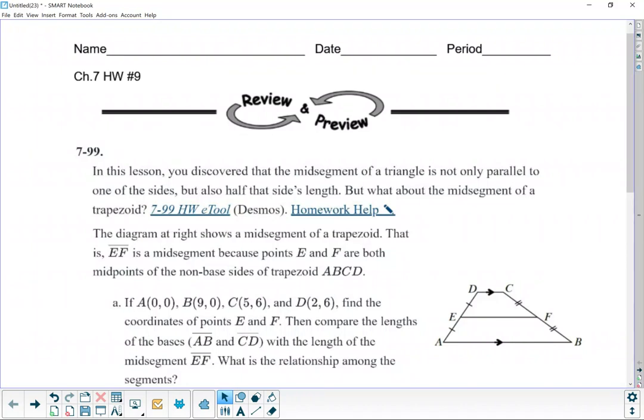All right, everyone, let's get started. This is your last homework number 9 for chapter 7.